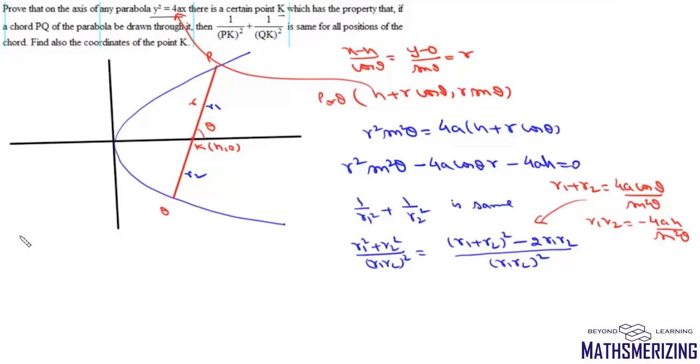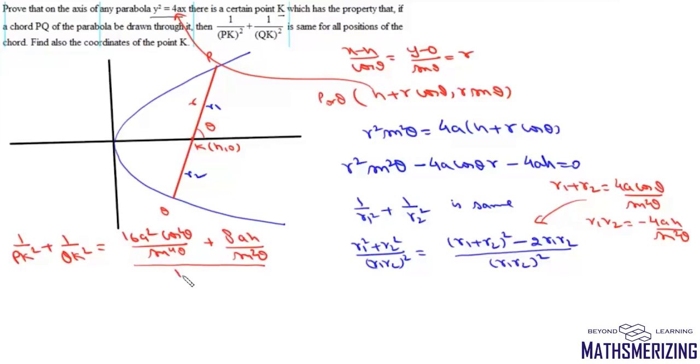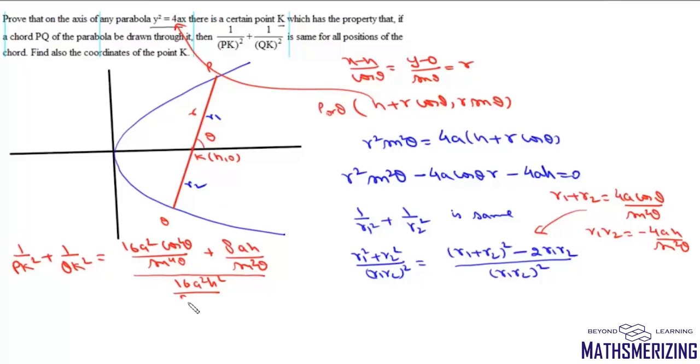So then we can write 1 upon pk square plus 1 upon qk square, and it should be equal to 16a square cos square theta upon sine to the power 4 theta, minus minus will be plus 8ah upon sine square theta, upon (r1 r2) whole square. So it should be 16 a square h square upon sine to the power 4 theta.